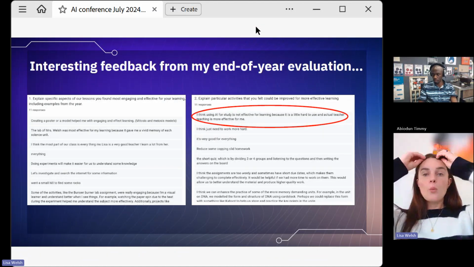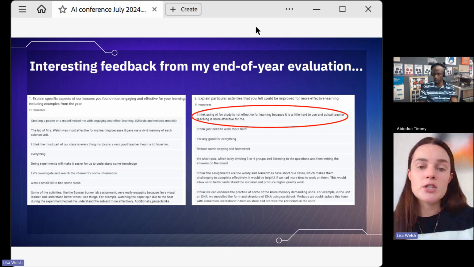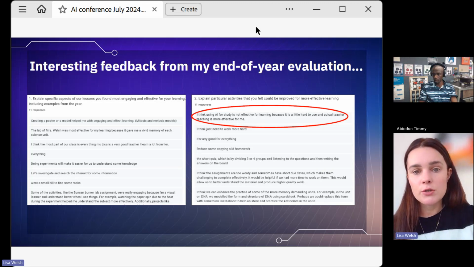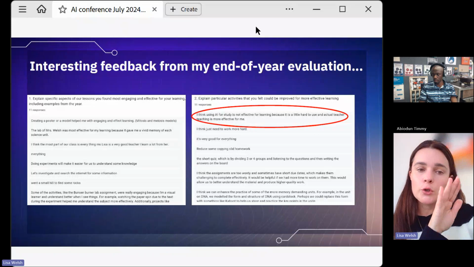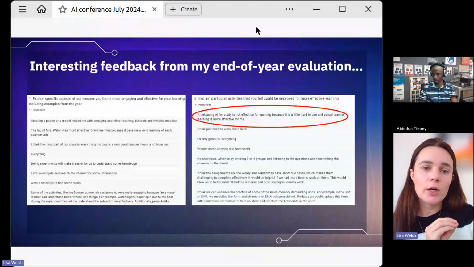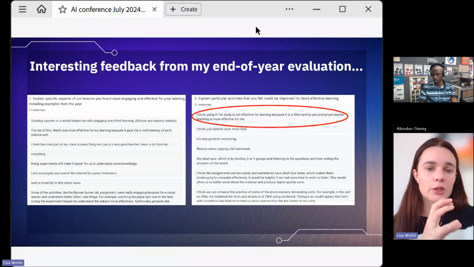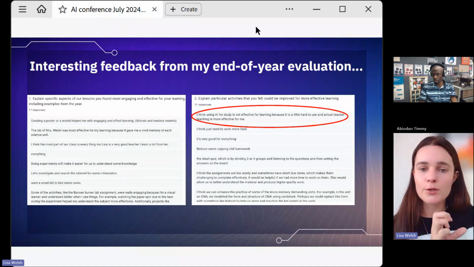One of the interesting things that I want to mention to you is, as I mentioned, I do evaluations, and I do a big end of year evaluation based on my teaching. You can see there that for the things that they found effective, they liked the labs, they liked making models, and so on and so forth.